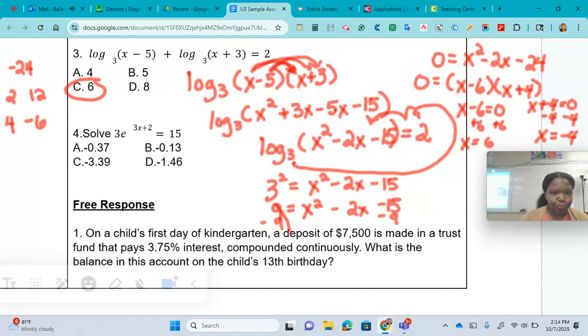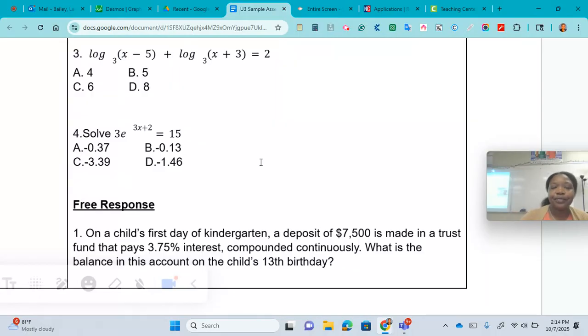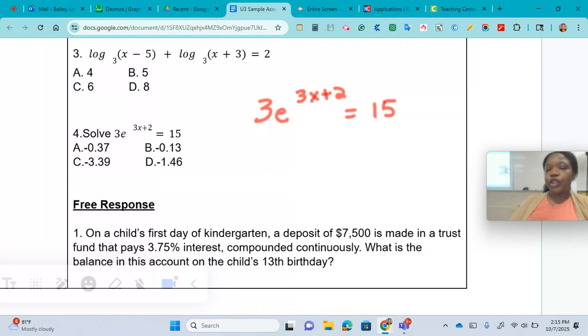Alrighty then. Everyone has this? Alright, I'm about to erase it. Now, solve 3e to the 3x plus 2 equals 15. The goal is to get the x by itself. What do I need to move? What do I need to move to get the x by itself?